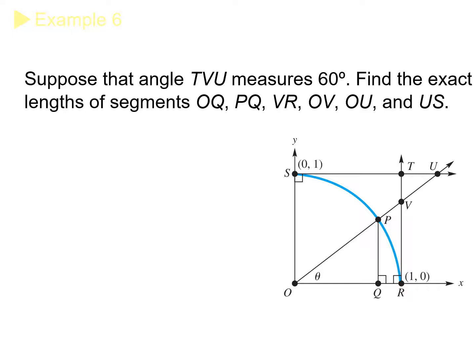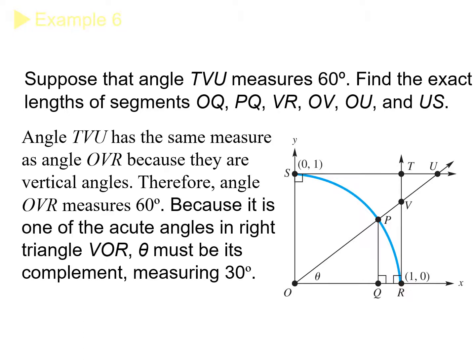Now, suppose that you have an angle TVU and it measures 60 degrees. Find the exact lengths of all of these segments. Well, let's just get started. Angle TVU has the same measure as OVR because they're vertical angles. So these two are the same. Therefore, OVR is 60 degrees. Now, because it's one of the acute angles of a right triangle, that means theta has to be 30 degrees.